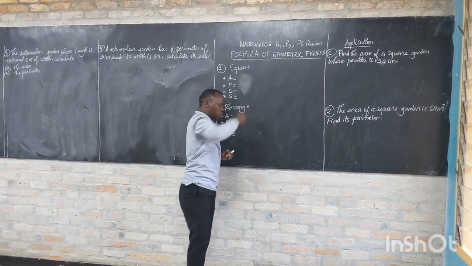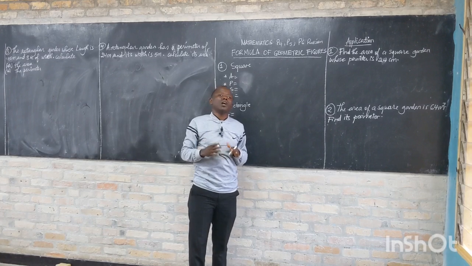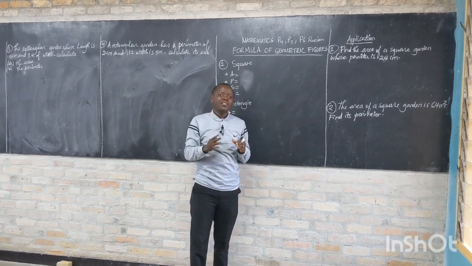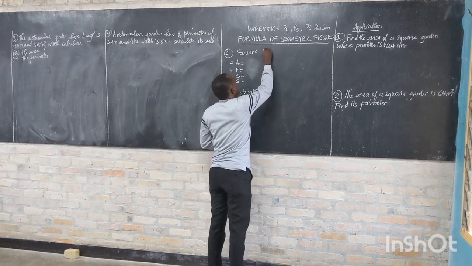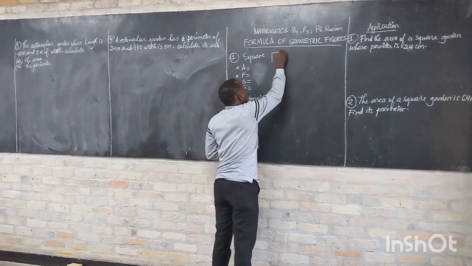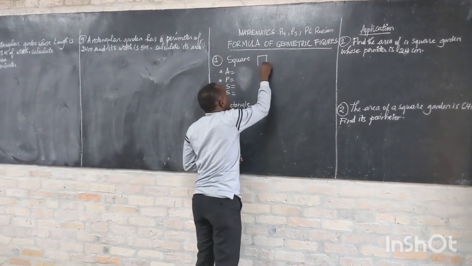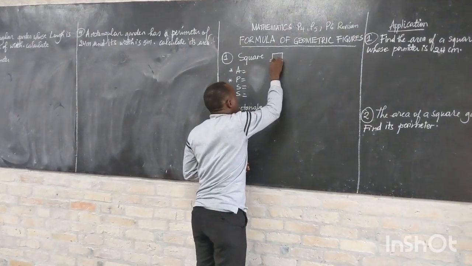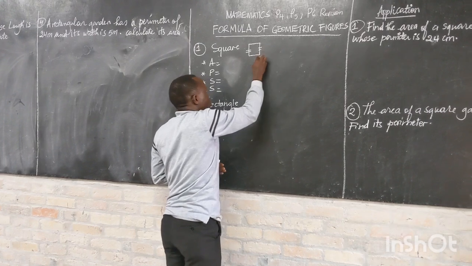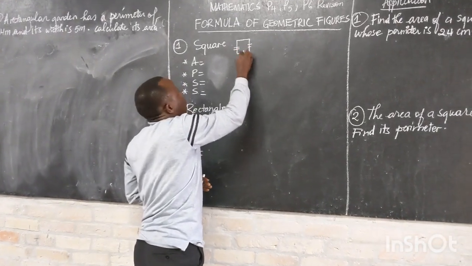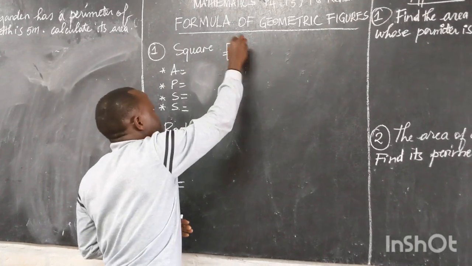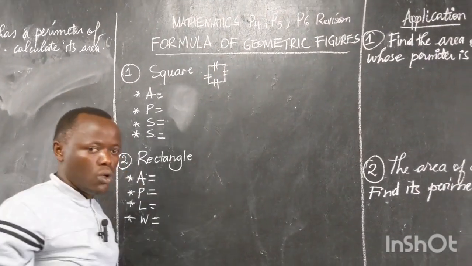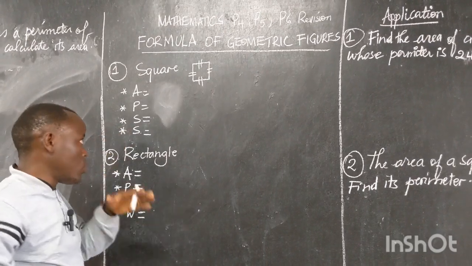So when you talk of a square, it is a geometrical figure that has 4 sides and those 4 sides are equal. So meaning that if this is a side and this is also a side, this is also another side. So this side is equal to this side, and also this side is equal to this side. So this side and this side and this side and also this side are equal. So that is what we call a square.